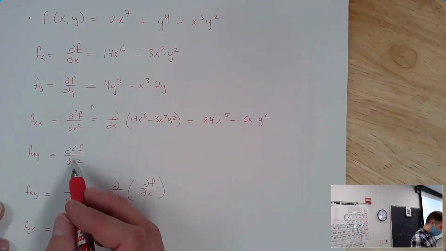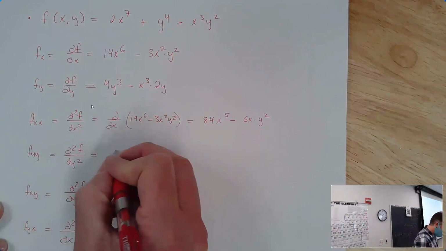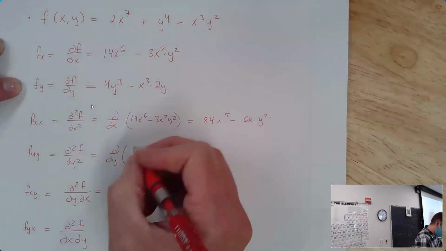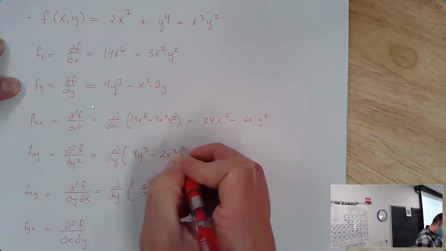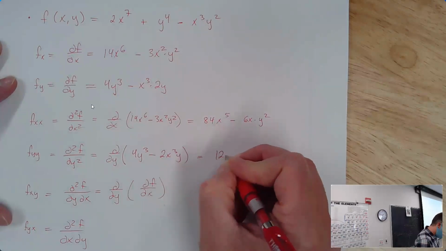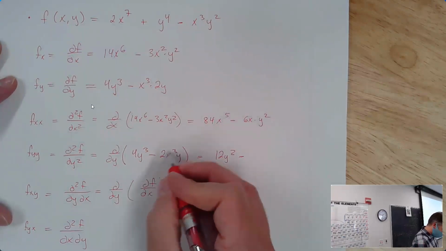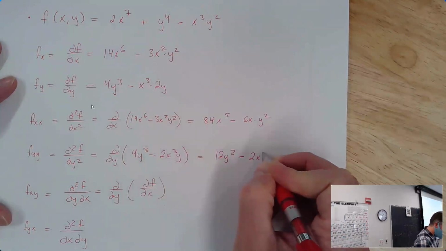Del squared f del y squared, or f_yy, is going to be the derivative with respect to y of the derivative with respect to y. So we're going to differentiate that with respect to y again. We're going to get 12y squared minus, and that x cubed is a constant, the derivative of 2y is just 2. So we're going to get 2x cubed.